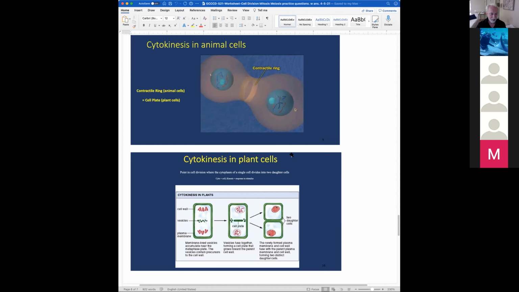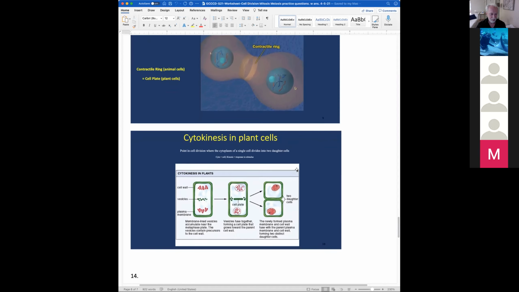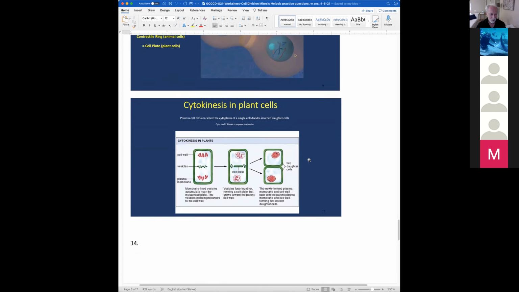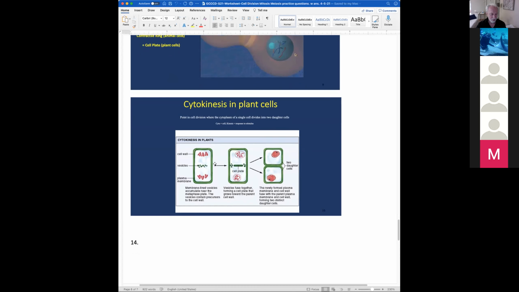Now that can't happen in plant cells because of the cell wall. So since you can't just pinch the cell into two cells, a new wall is formed in between the two budding cells. Vesicles containing cell wall components fuse, make a cell plate, and that ends up forming a wall between the two daughter cells.